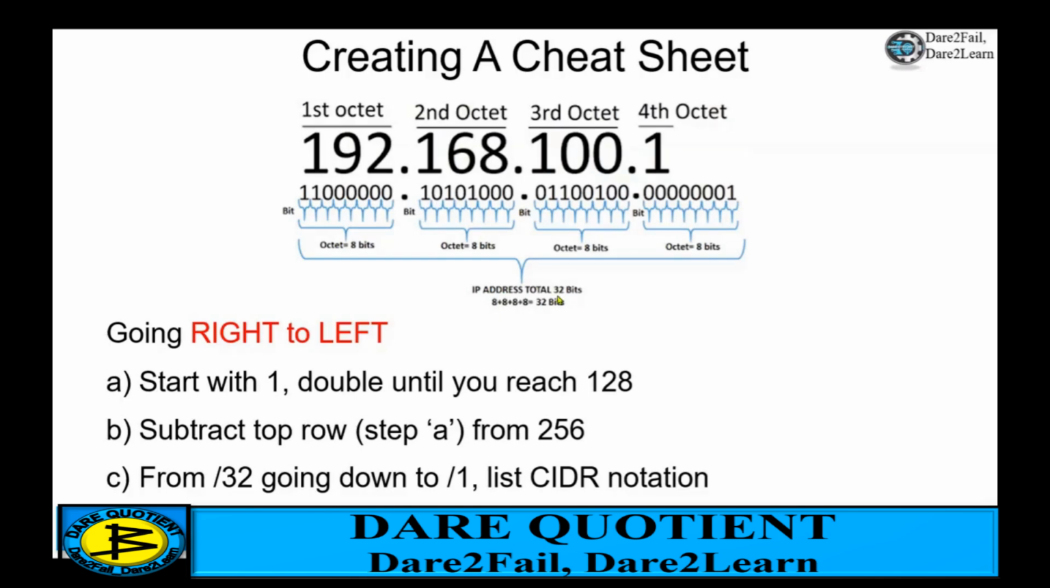So we're going from right to left. We have 1 all the way to 128, while doubling: 1, 2, 4, 8, 16, 32, 64, and 128. Our magic number here is 256. So we have the first row where we're going from 1 all the way to 128. Now on our second row, we have our magic number of 256.